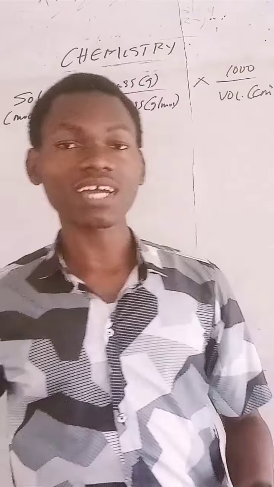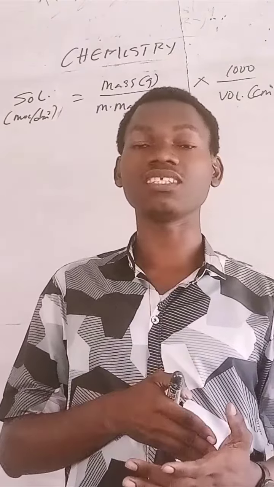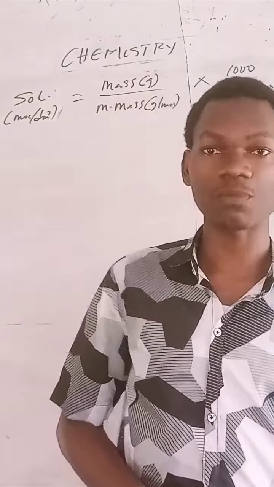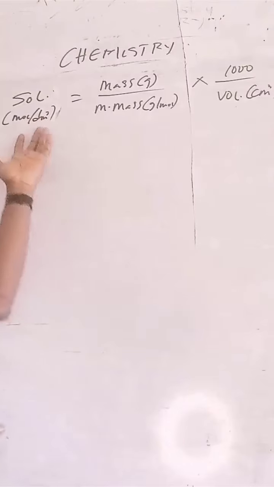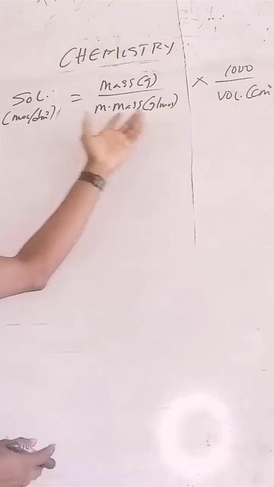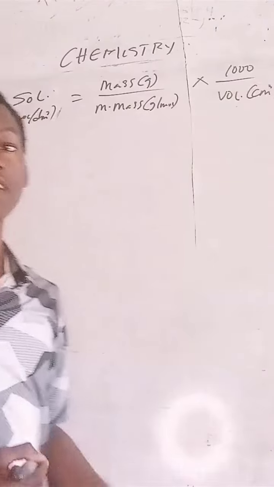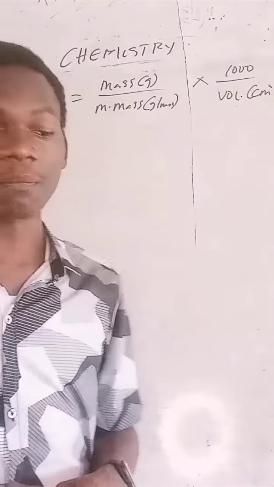All right, if you look at that question critically, you find out that the question centers on the solubility of a salt in water. And what is the formula for solubility? It's right here on the board. Solubility in mole per dm cube equals mass in grams divided by molar mass in gram per mole, times 1000, all over the volume in cm cube. Now let's define our parameters.